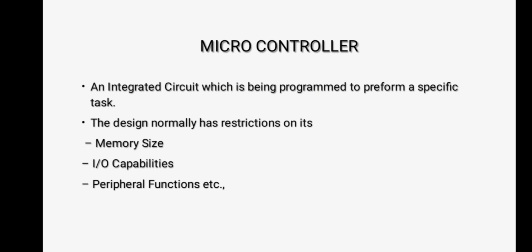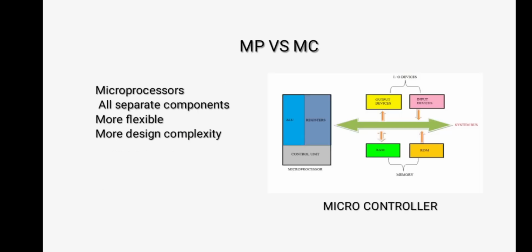Before entering into what is an embedded system, we need to know what is a microcontroller. A microcontroller is nothing but an integrated circuit which is programmed to perform a specific task, and it has many advantages when compared with a microprocessor. So let's see what are the differences between microprocessor and microcontroller.